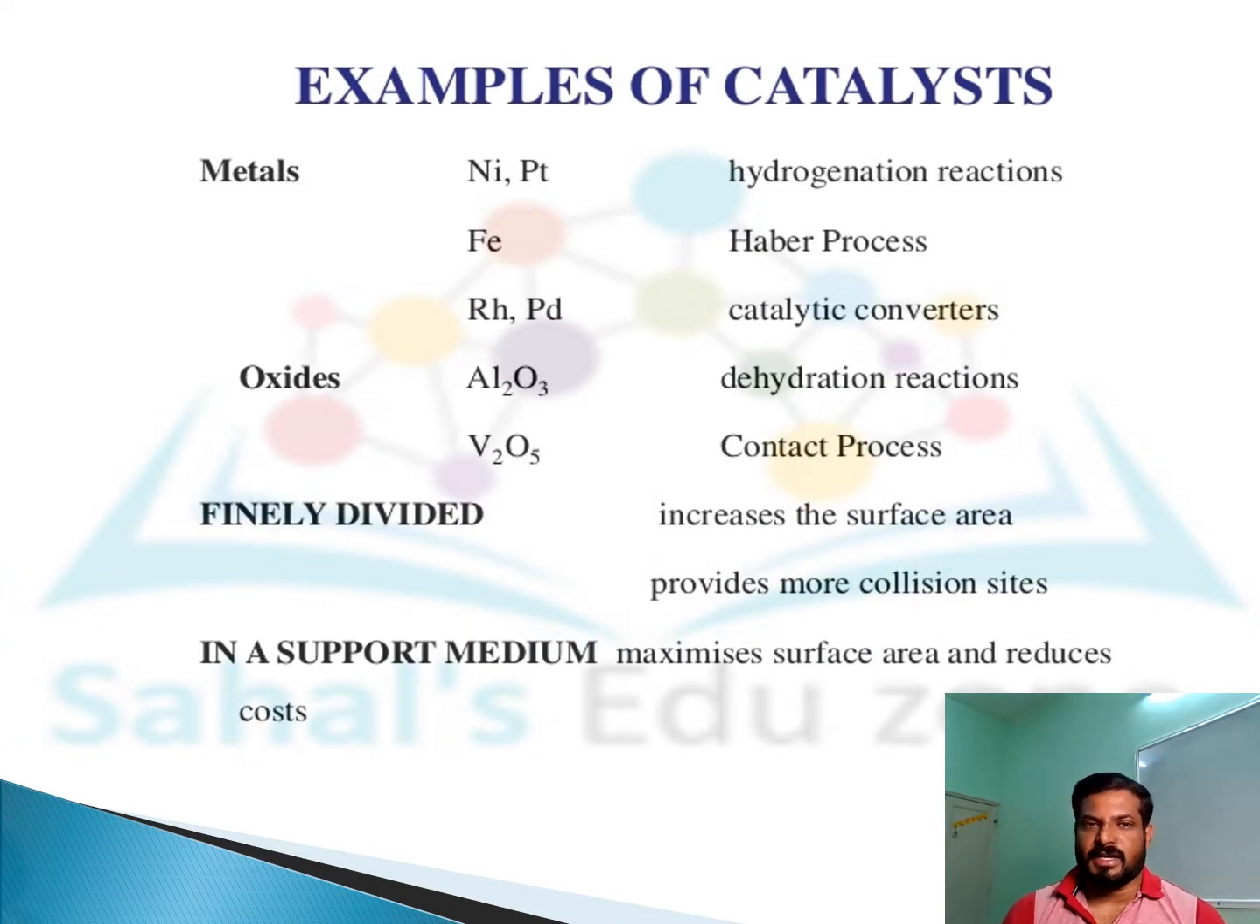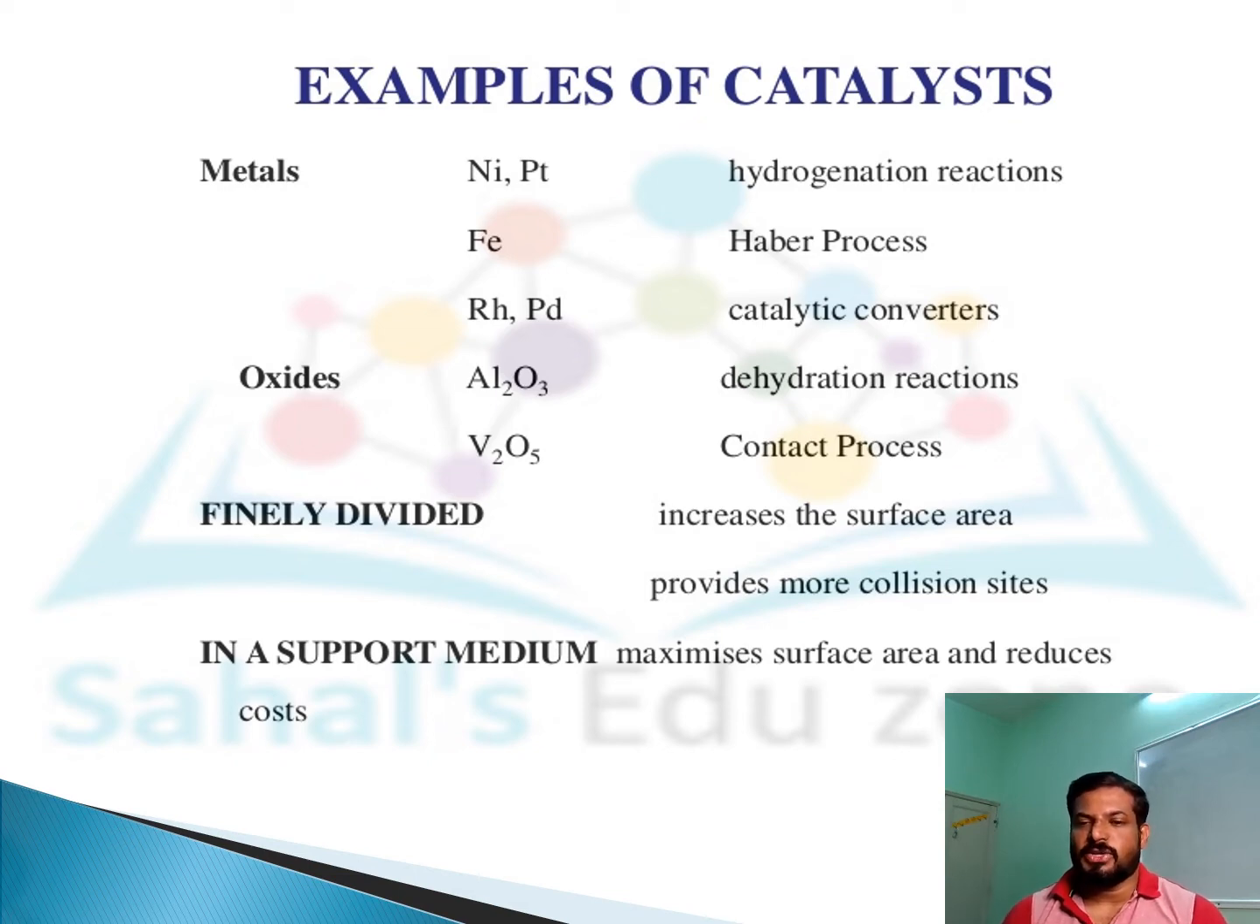Some examples of catalysts. Metals, nickel or platinum, are used in the hydrogenation reaction. Iron is used in the Haber process. In the Haber process, as we all know, hydrogen combines with nitrogen to form ammonia. Rhodium or palladium are used in catalytic converters, which we will discuss later. Oxides of aluminum, that is aluminum oxide, are used in dehydration reactions.